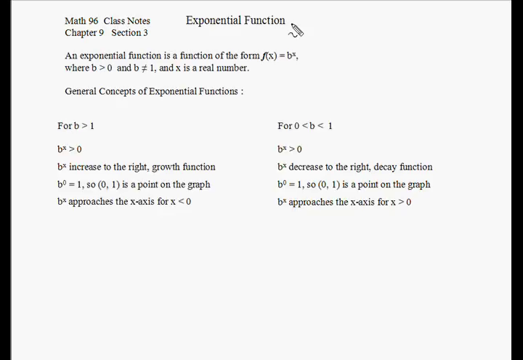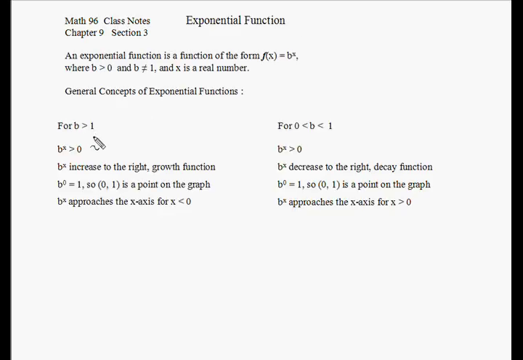Exponential functions. An exponential function is a function that can be written in the form of b raised to the power x, where b, the base, is greater than 0, and that base is not equal to 1, and x is a variable, but it is a real number. So here's some general concepts that we know about exponential functions.